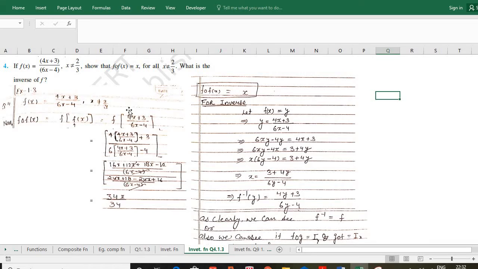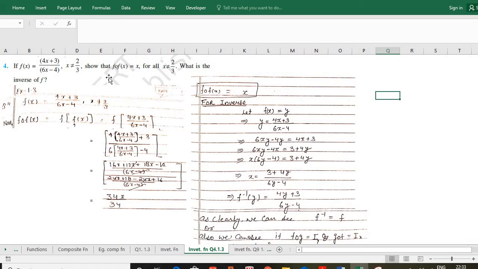Now again this will become x. We will substitute this value in the definition of f(x) again. At the place of x I substituted here, then after solving, this is coming x. That's what the first thing you need to prove.